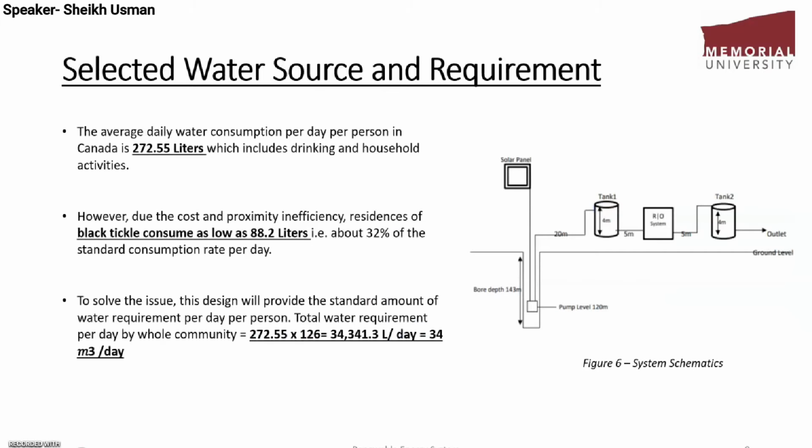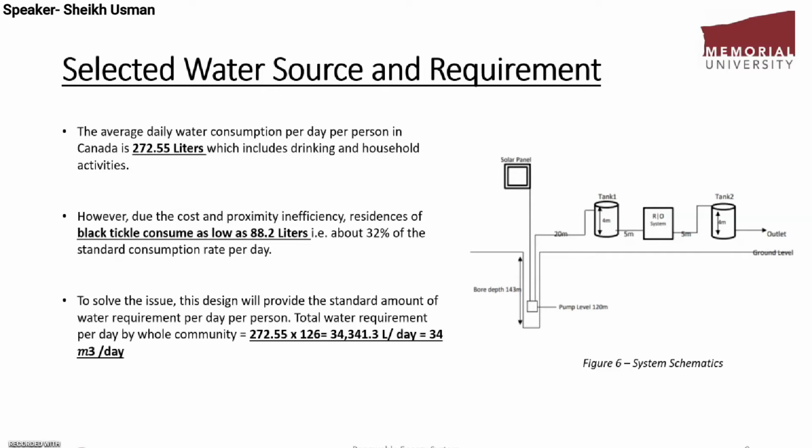Right, the next thing we have is the selected water source and the requirement for the water. The average Canadian drinks around 272.55 liters, but the issue is that the Black Tickle community consumes as little as around 88.2 liters. So in order to fulfill the needs of the community at the required drinking and consumption level, we would require 34 cubic meters of water per day.